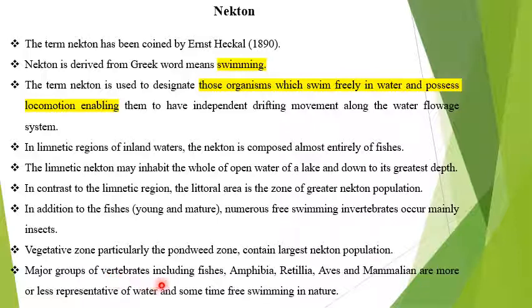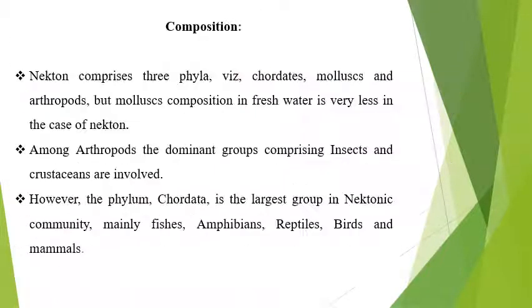Major groups of vertebrates, including fish, amphibians, reptiles, aves, mammalia, and other representatives of the water that swim freely by nature, are included in the Nekton. Nekton comprises mainly three phyla: Chordata, Mollusca, and Arthropoda. Mollusca is very minor in freshwater Nekton, and Arthropoda, comprising insects and crustaceans, forms a major part of the Nekton. However, the phylum Chordata is the largest group of the nektonic community, including fishes, amphibians, reptiles, birds, and mammals.